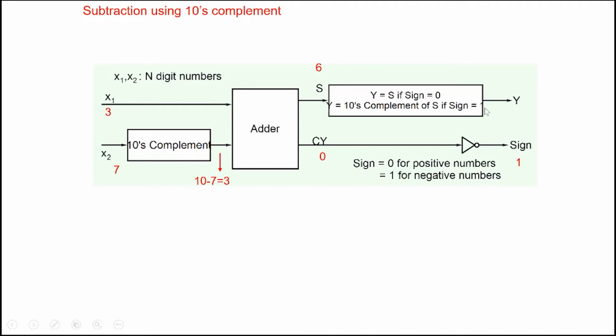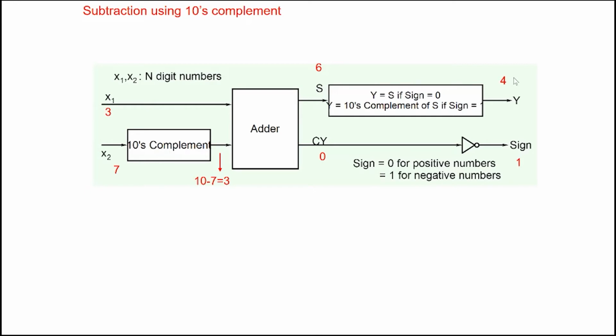And the 6 here, if you want the magnitude of that negative number, you take the tens complement of this one. So you do 10 minus 6, which is equal to 4. So what it says is 3 minus 7 has sign 1, which is minus, and the magnitude is 4. So the number is minus 4. Right, so we get the right answer here also.